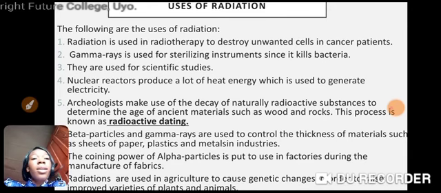Radiations are used in agriculture to cause genetic changes in order to raise improved varieties of plants and animals. Because radiations alter the genetic makeup of both plants and animals, people now use it to make changes that are favorable to them. If you want plants that give high yield, you can use radiation to do that. Improved egg, meat, you can use radiation to improve whatever variety of plants and animals you want.